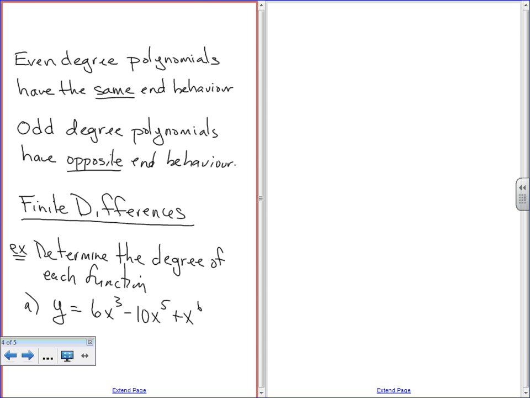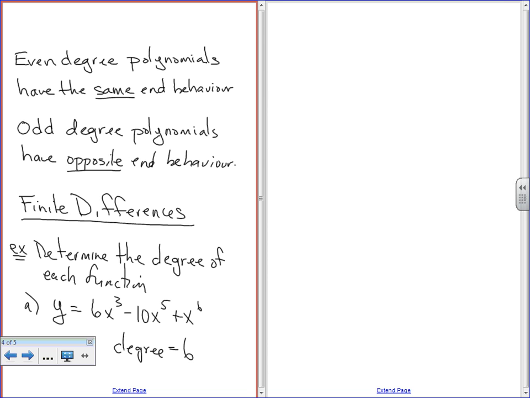Okay, so I give you a function 6x cubed minus 10x to the fifth plus x to the sixth, and then hopefully you would tell me the degree is 6. What's the biggest exponent? 6. Pretty straightforward stuff. Remember, the degree of a polynomial function is the highest exponent in the expression.